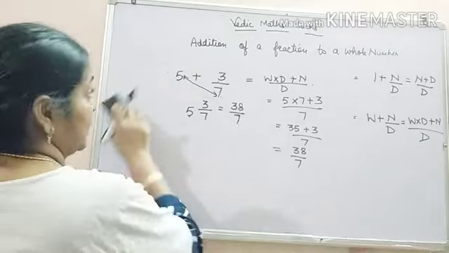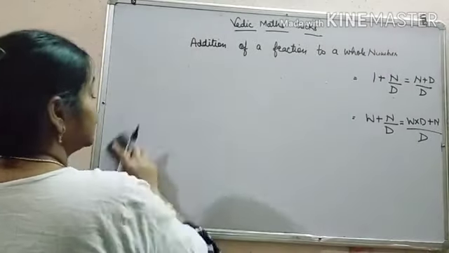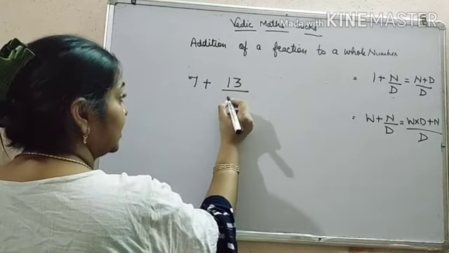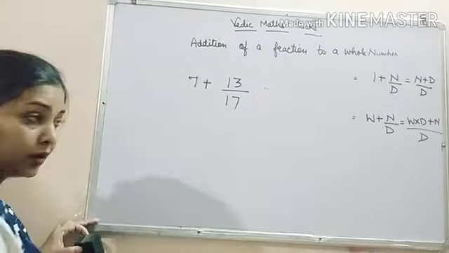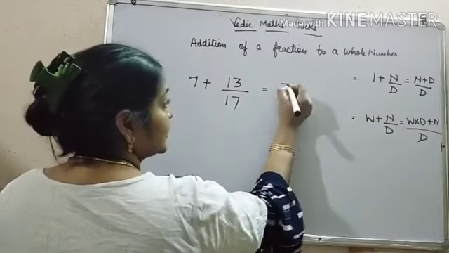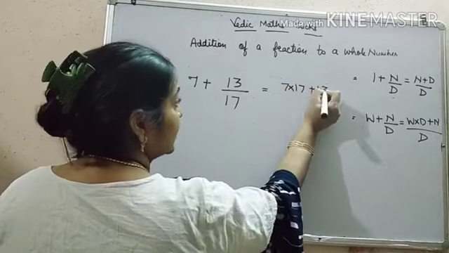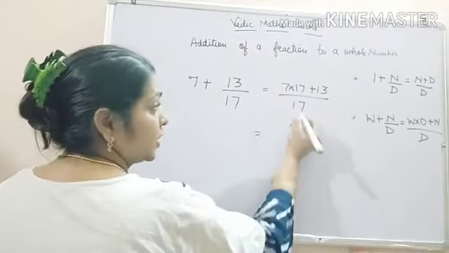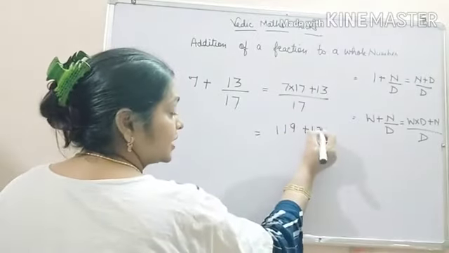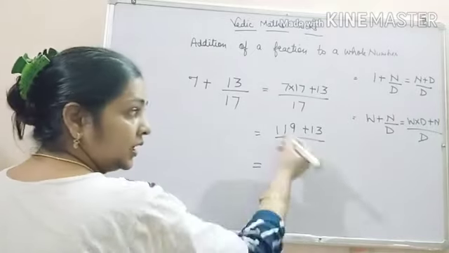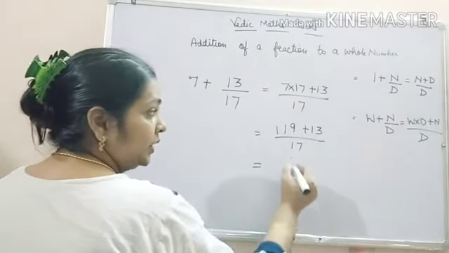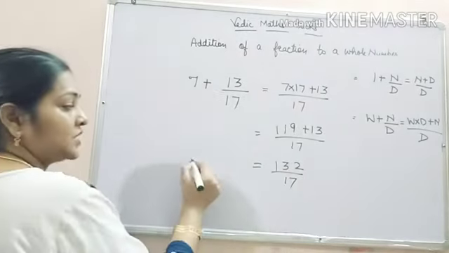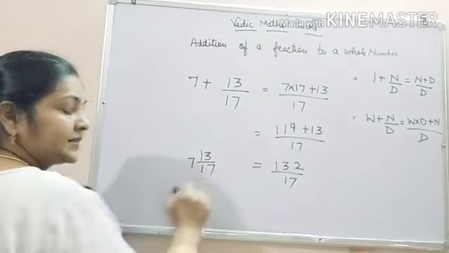Let us see one more example. Suppose I have to add 7 plus 13 by 17. So what is the formula? 7 into 17 plus 13 by 17. Do the multiplication. 7 7s are 49, 4 carry. 119 plus 13 upon 17. Now add them. It will be 132 by 17 and the mixed fraction will be 7 13 by 17.